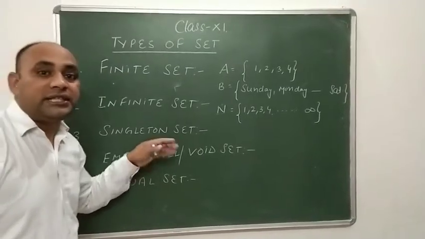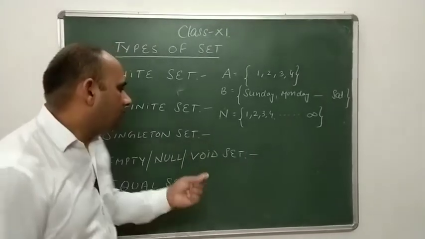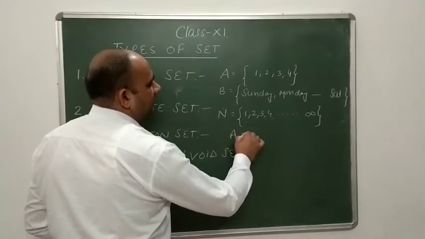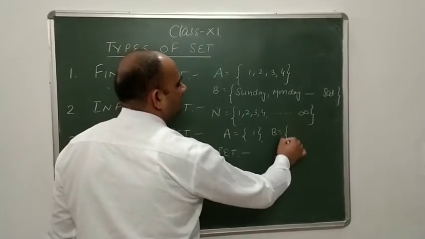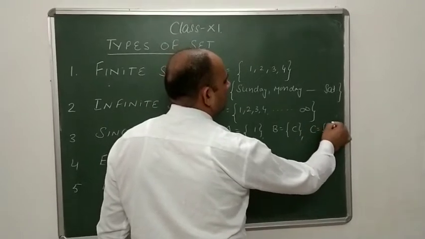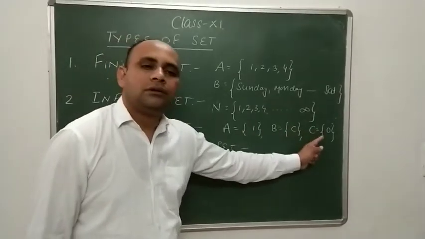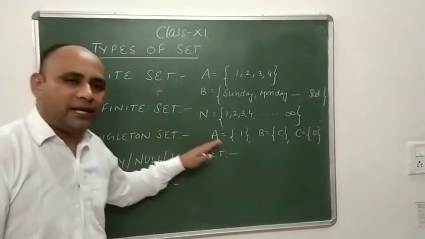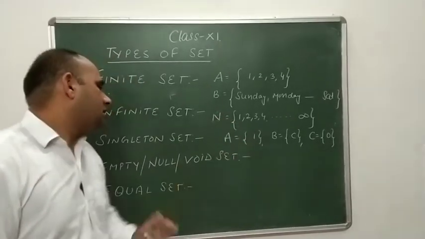सिंगलटन सेट. सिंगल मीन्स अकेला. तो एनी सेट विच हैव ओनली वन एलिमेंट. फॉर एग्जांपल सेट ए हैव 1, either set B have C, either set C have written 0. So here you can see only one element. A set having only one element is called singleton set.